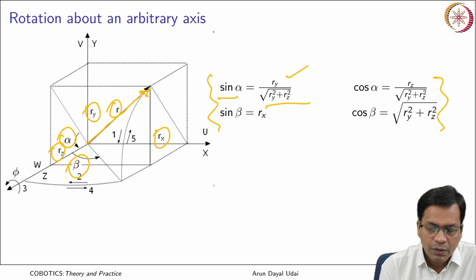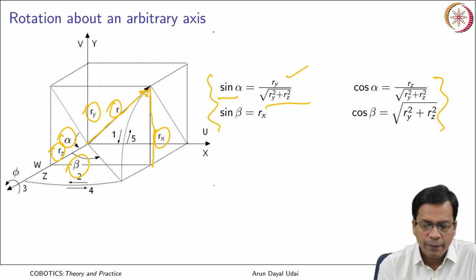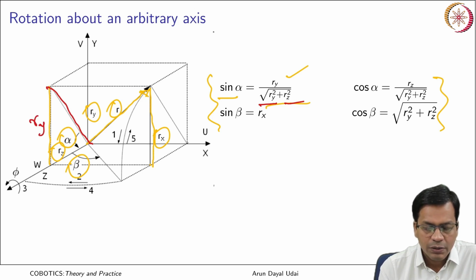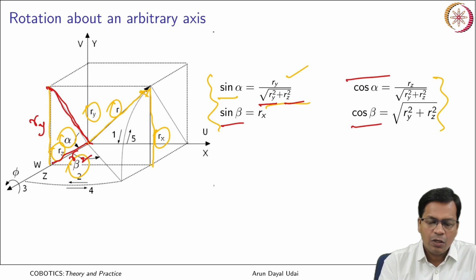So this is your Ry, that is what you know, and that becomes this essentially. And how much is this? This one is Ry square plus Rz square. So this is Ry and this was Rz. So Ry square plus Rz square will give me this. So that is it. So alpha is obtained. Similarly, cosine alpha, sine beta and cosine beta are obtained.